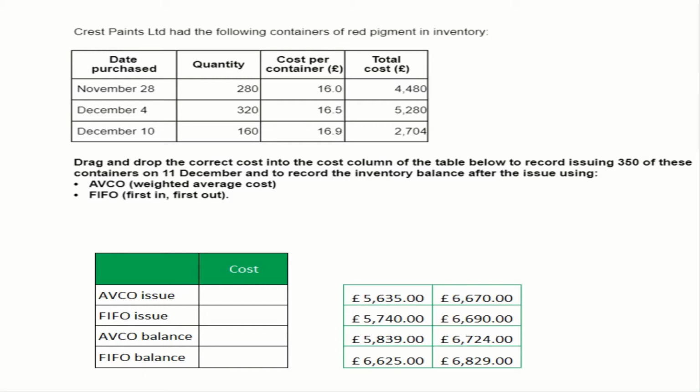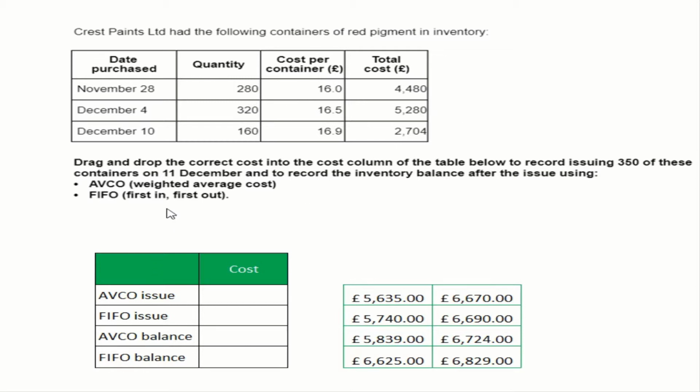Right, hello. I'm now going to be doing a tutorial on the mock exam assessment 1 task 1, and it's about the inventory valuation. In this task they want you to do AVCO and FIFO issues. If we look at the question, Crest Paints Limited had the following containers of red pigment in inventory. It then gives you the dates of when each batch was ordered, the quantity in each batch, the cost per container, and then the total costs.